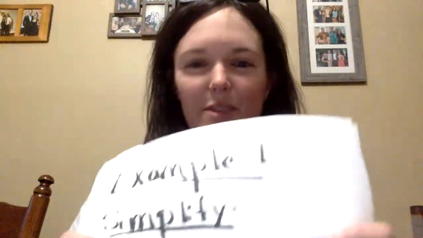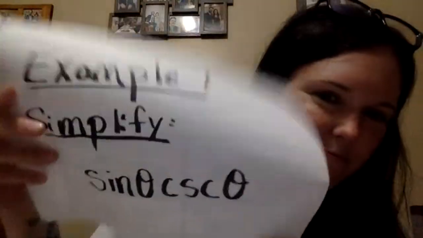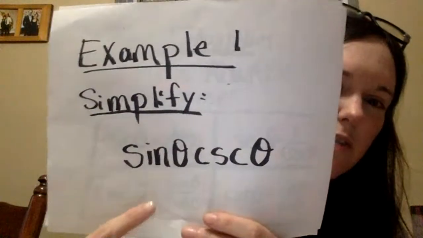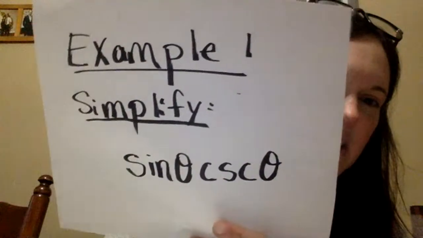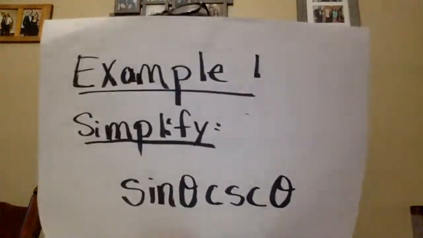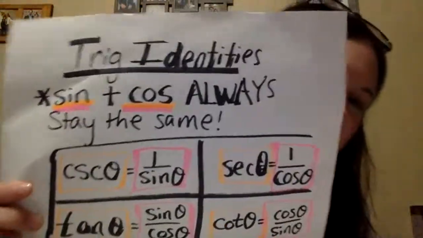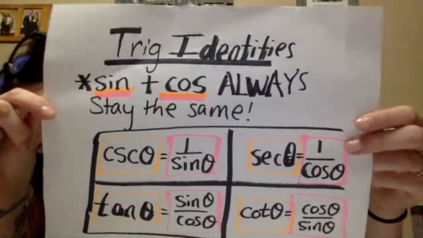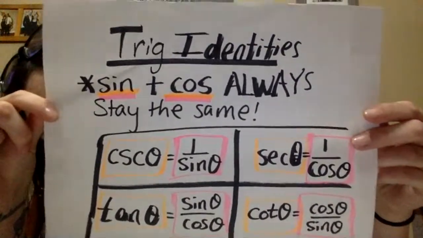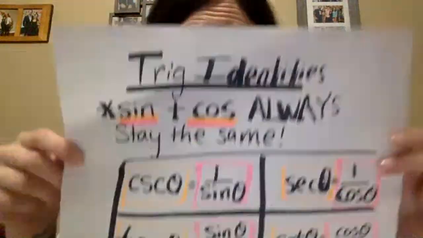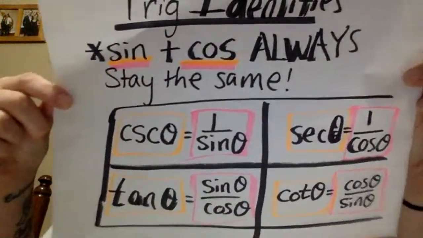All right, so check this out. We're going to simplify this thing. Just follow on my questions. If you notice here, we have this example, sine of theta, cosecant of theta. Question: which identities can always stay the same or should always stay the same? If anyone knows the answer, please feel free to type it in the chat.